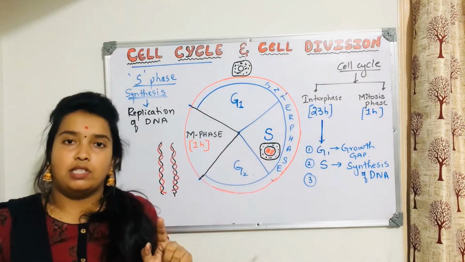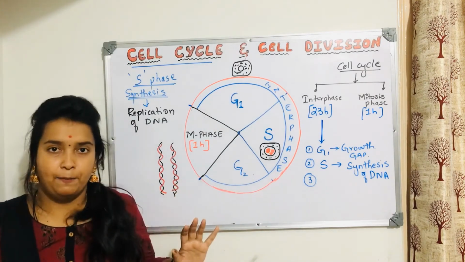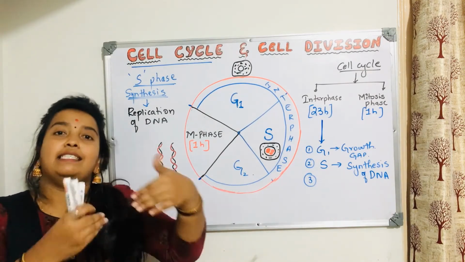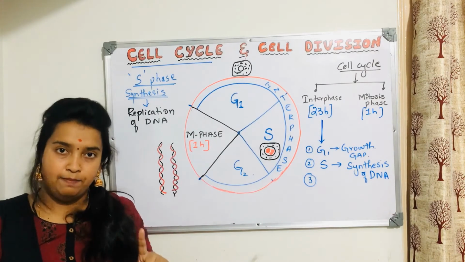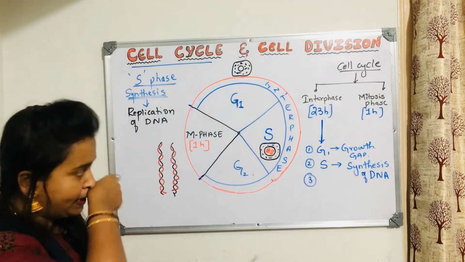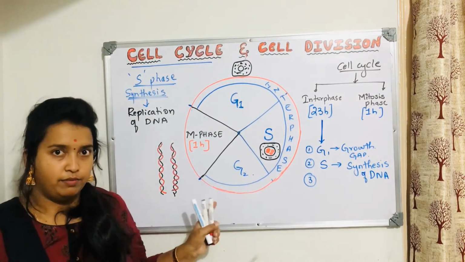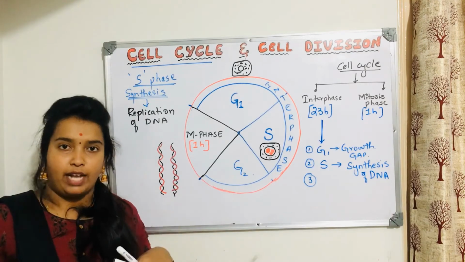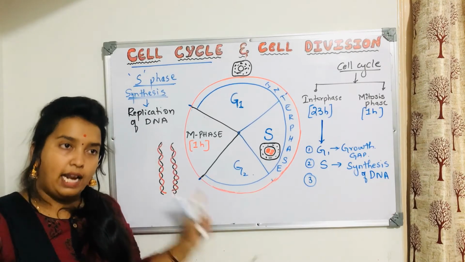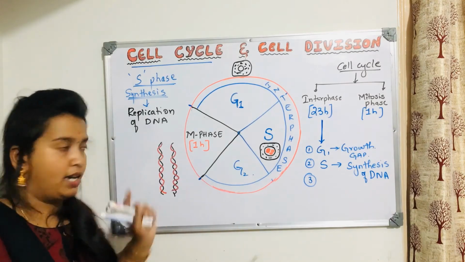In the synthesis phase, DNA replication will take place. The content of DNA is increasing. Clear? Okay. Now, one more thing: the content and haploid-diploid question is coming here again. I already explained it in the previous video and I'll explain it again here, but please watch that previous one and then come here to understand clearly.